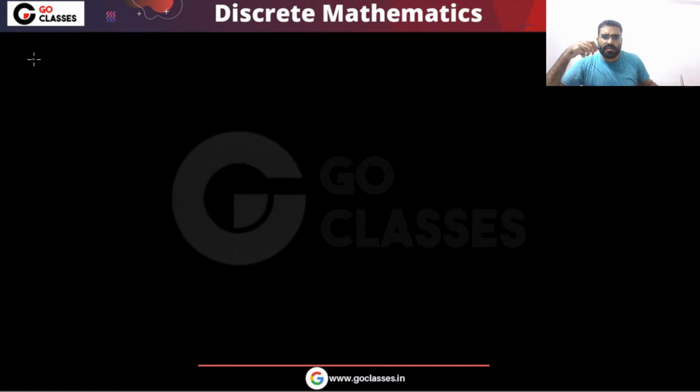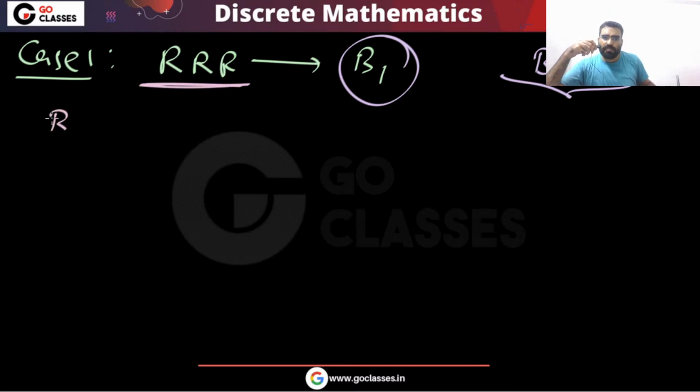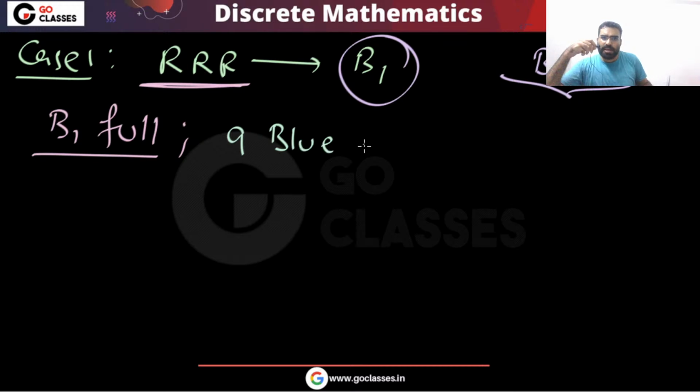Now let's create the cases. This is case 1: all the red balls are going into B1. And remember, B1 has capacity of at most 3. So can I put any blue ball in this? These 3 red balls I am putting in B1. Now B1 is full. It means the 9 blue balls should go in B2 or B3.